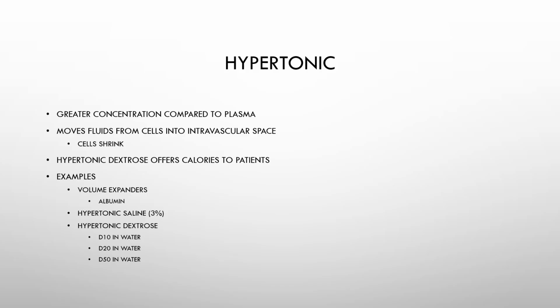So this is going to be our hypertonic saline, our volume expanders, which is like albumin, which is just a really thick protein, and then our hypertonic dextrose, so D10, D20, D50. So you'll see amps of D50. Okay, that's a hypertonic solution because it's just sugar water. We're using that to help provide calories for our patient. We're not using it to rehydrate them.